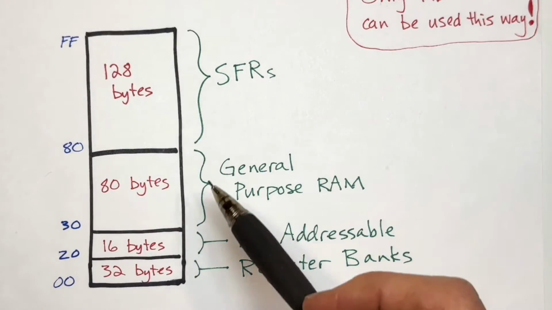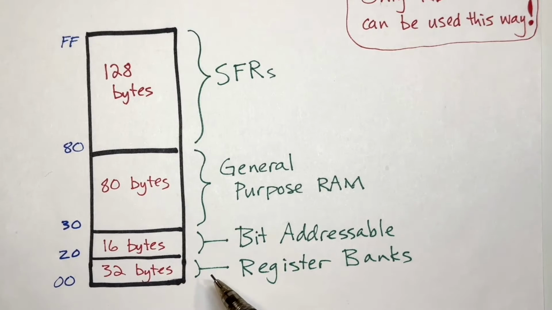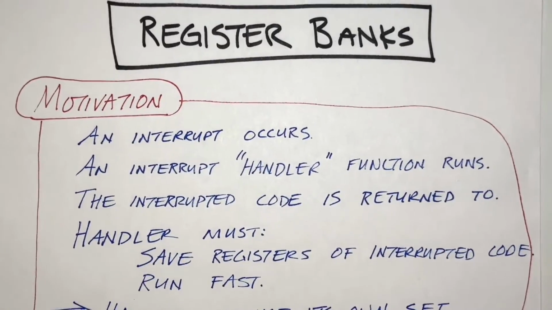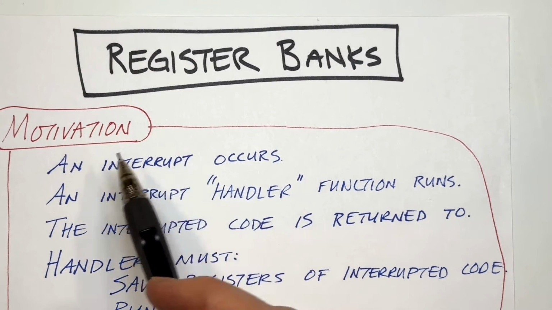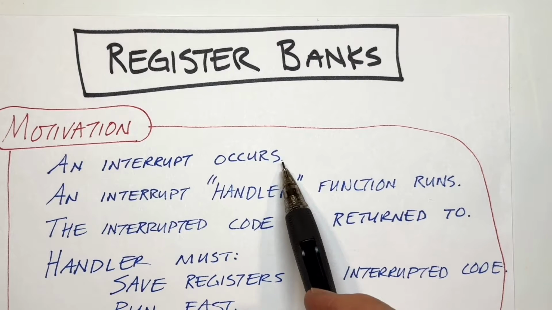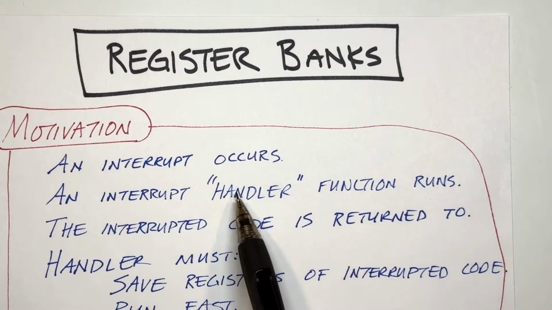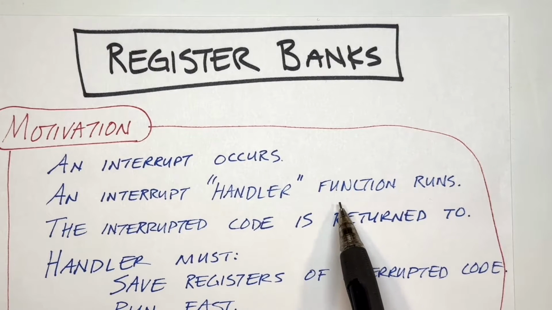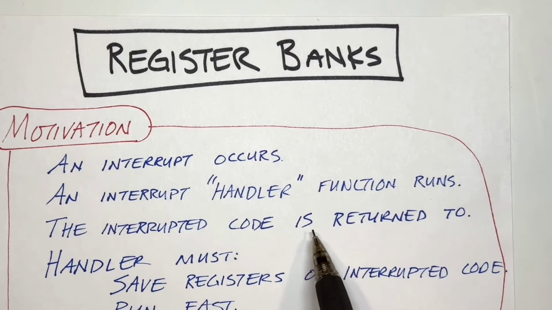Here is our picture of internal memory with its 256 addressable bytes. So now let's talk about the register banks, which occupy the low 32 bytes of the address space. And I think we can understand the register banks by looking at the motivation for them. So imagine some code is executing and all of a sudden an interrupt occurs. We need to switch what we're doing and execute an interrupt handler function, sometimes called an interrupt service routine. And then at some later time, after the interrupt is dealt with, we will return to the interrupted code.